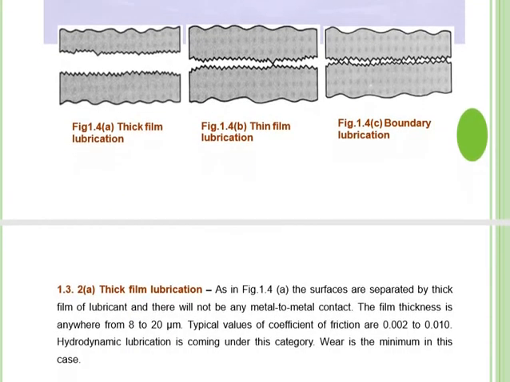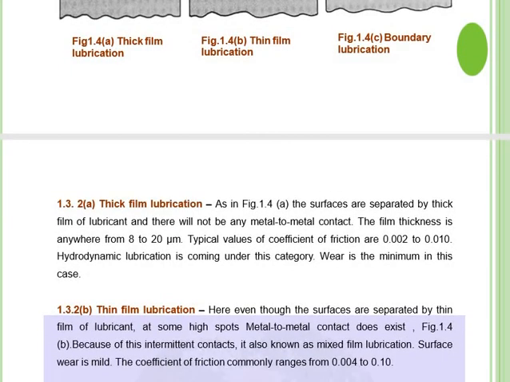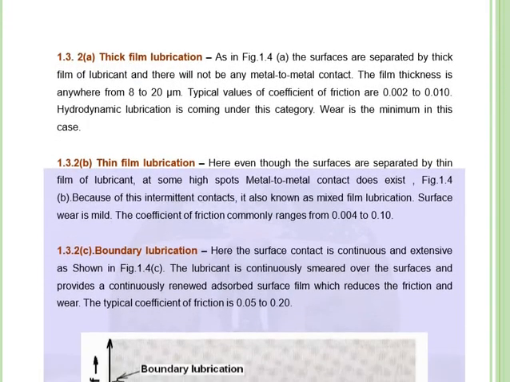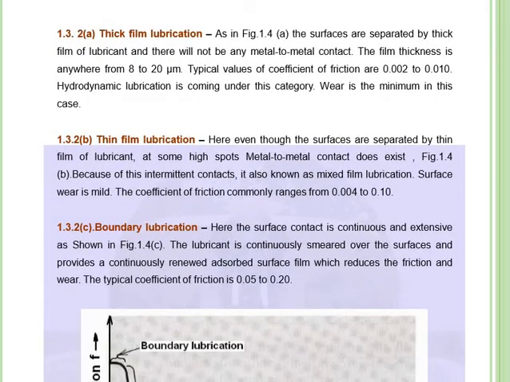Thick film lubrication: the film thickness is 8 to 20 micrometers. Typical values of coefficient of friction are 0.002 to 0.010. Hydrodynamic lubrication comes under this category, where wear is minimum. Another is thin film lubrication. What is thin film lubrication? I showed the figures earlier; once again, go through it.